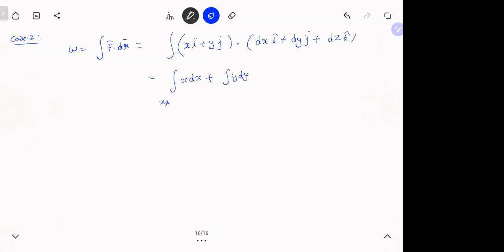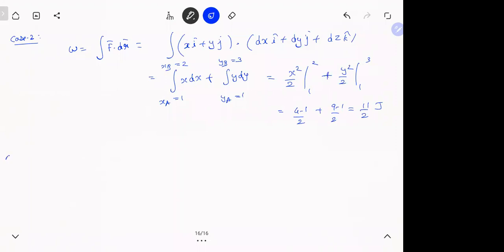That would be integral x dx plus y dy. You're going from xA to xB, yA to yB. So x square by 2 with limits 1 to 2, y square by 2 with limits 1 to 3. So that will be 4 minus 1, and that is 9 minus 1, giving 11/2 joules. This is still fine.